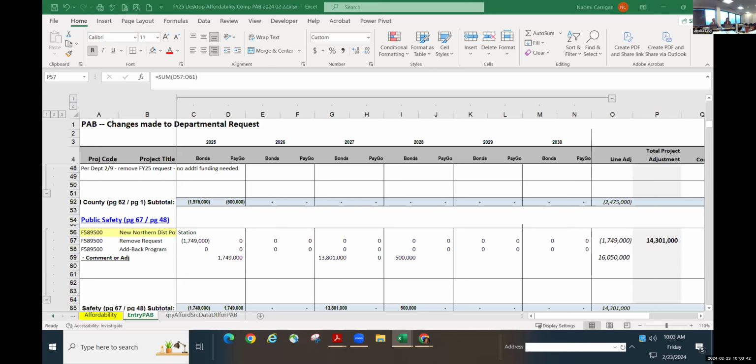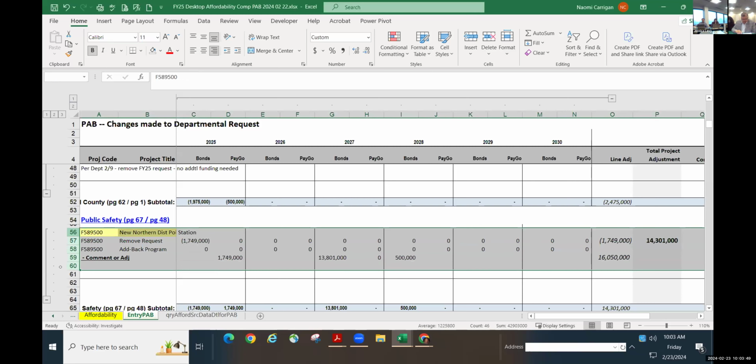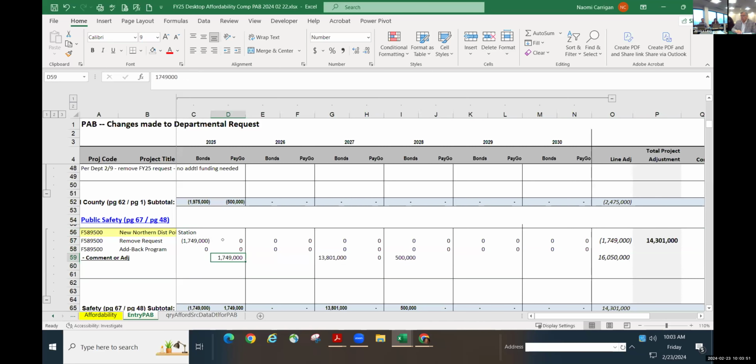So we're back on. Naomi, Northern District Police Station. We had a placeholder in there for 25 of 1.7 million for design. And I've added the estimated cost as we know it to be at this time of 14.3 million.